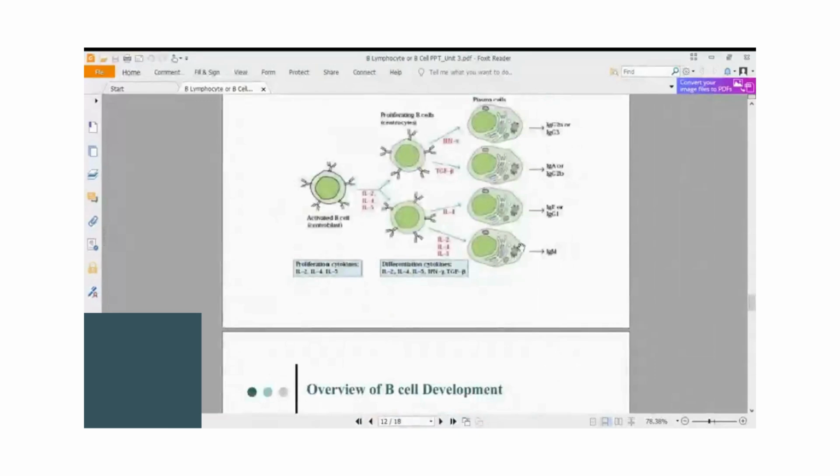It cannot escape from the blood vessel. The antibody produced against our blood group, the AB antibody, is IgM class. Okay, so it cannot escape from the blood.